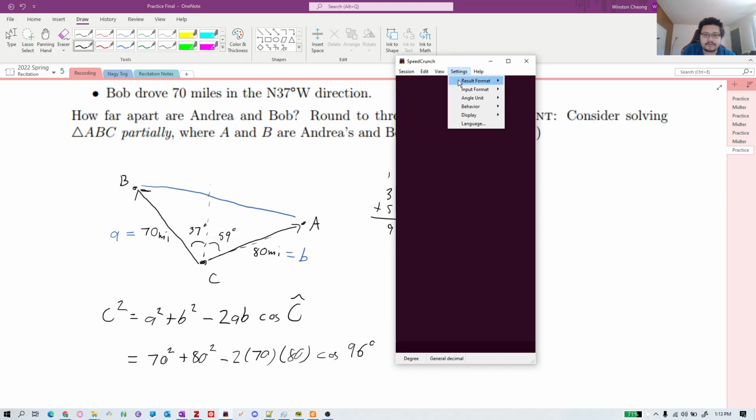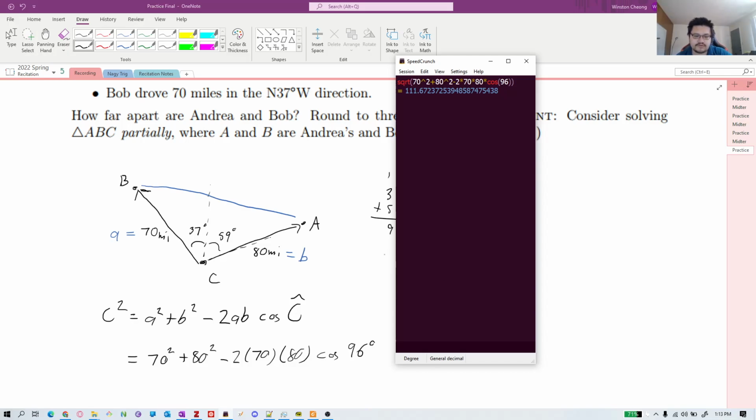Let me just make sure I'm in the right mode. So I'm in degree mode, that's good. Decimal, that's just how long the output's going to be. So we're going to need to take a square root at the end. I'll just write that SQRT for this calculator. You guys should know how to use your calculators to do the same thing. 80 squared minus 2 times 70 times 80 times cosine of 96. Okay. So that is the length I'm getting.